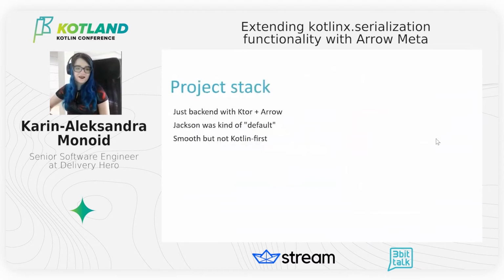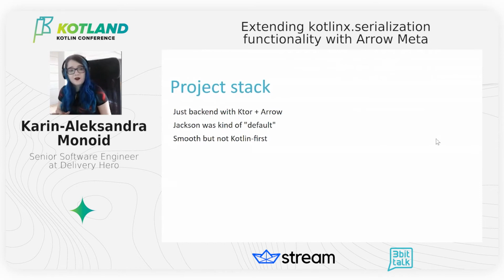So let's get started. The project that I have is just a backend with Ktor and Arrow, so nothing really special, no front end. And for serialization purposes, we decided to go with Jackson, to be honest, mostly because it was kind of the default solution for us. Well, it worked quite well. There was some kind of overhead and boilerplate.